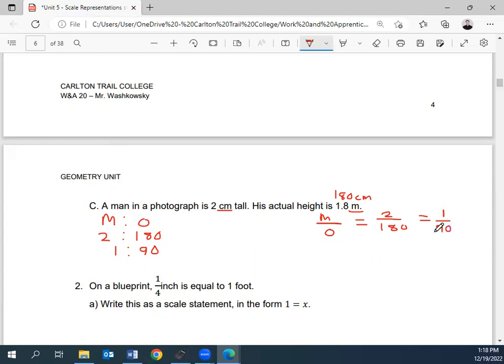Now, you can save yourself some work here. You've already figured this out, haven't you? So why don't we just bypass this step and go straight to 1 over 90? That's okay. You show me your work. That works, okay.